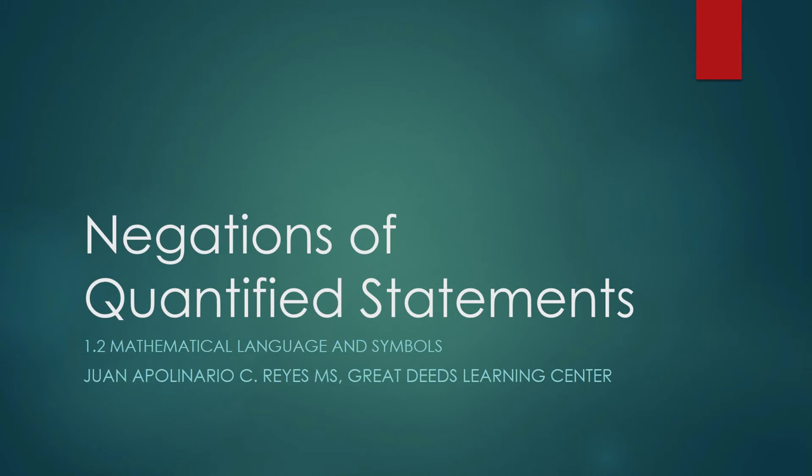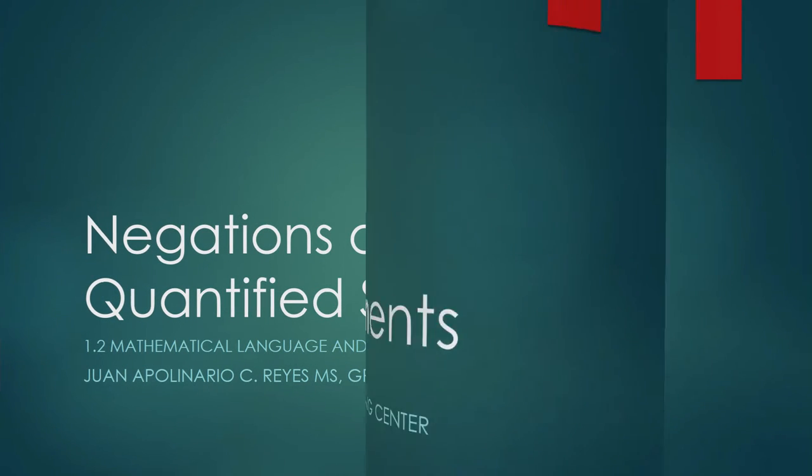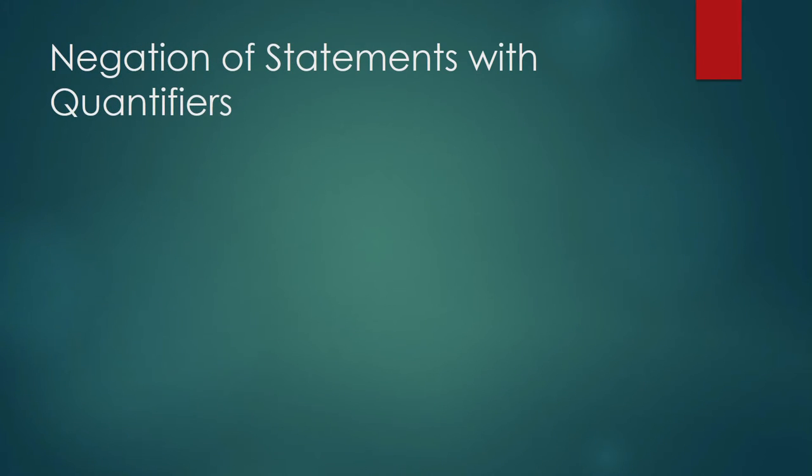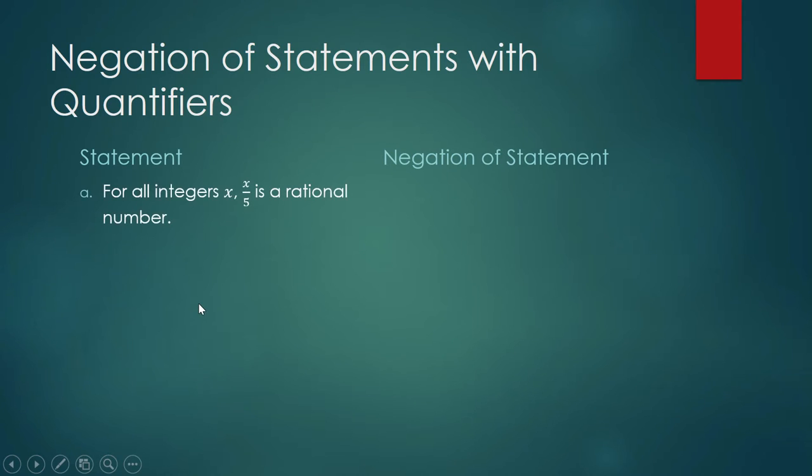Negations of quantified statements. Last time we spoke about quantifiers. So what does negating a statement with quantifiers mean? For example, we have a statement: for all integers x, x over 5 is a rational number. What is the negation of this statement? Well, the negation of that statement is there is an integer x, but x over 5 is not a rational number.